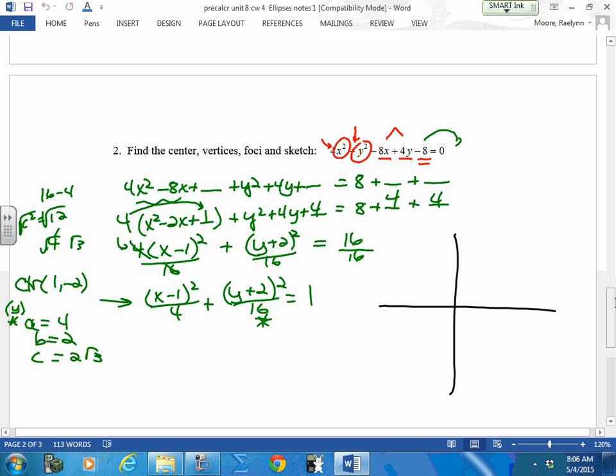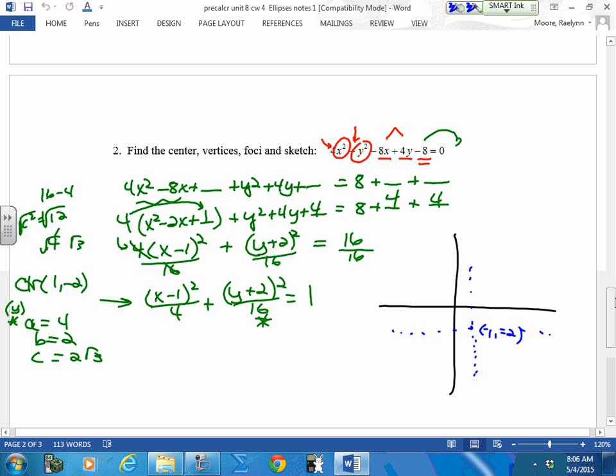Start with your center. 1, negative 2. Here's your center. Make a little translated axis. It's the easiest way to do this, because it's real kind of hard to visualize off of a point. Just take a bunch of little dotted lines. So now, we said y-axis is where your vertices are going to go. It's going to go up 4.